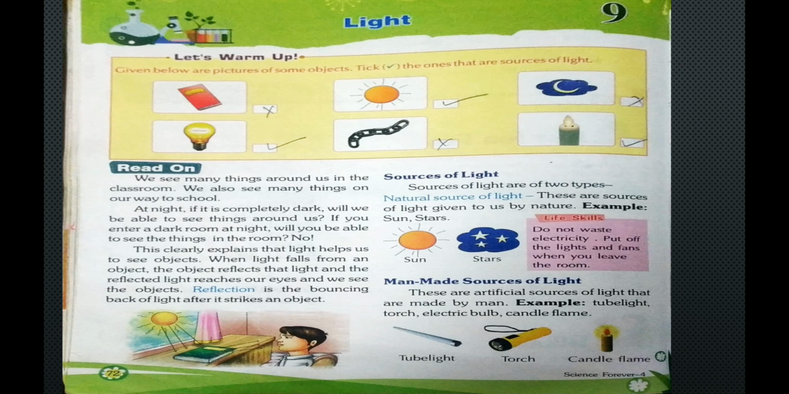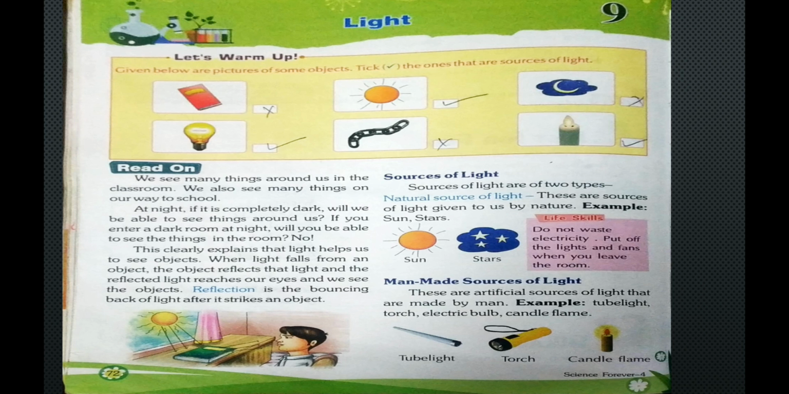Here you are seeing a picture in which the source of light is the sun. The sun is here and the rays, that is light, are coming from the sun and falling on the object, a book. The book reflects the light and the light comes to our eyes and we can see this book easily.